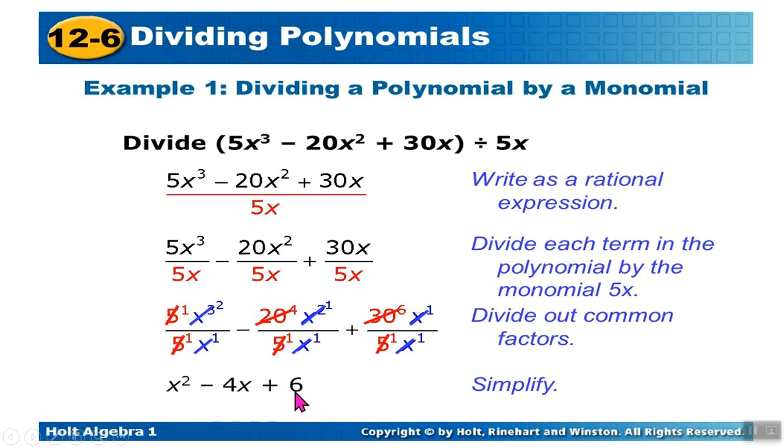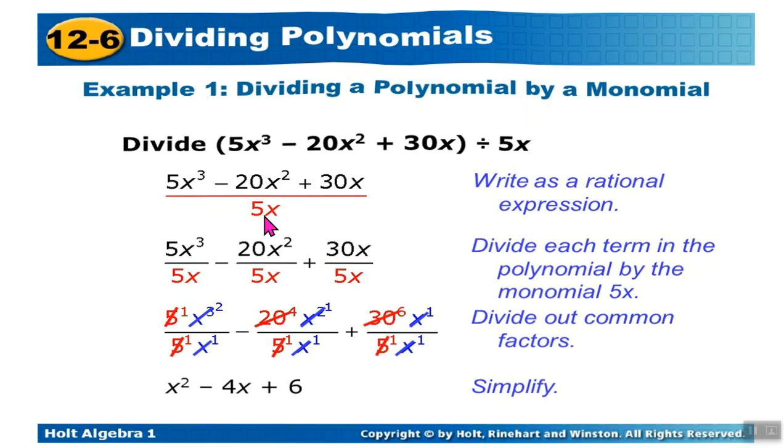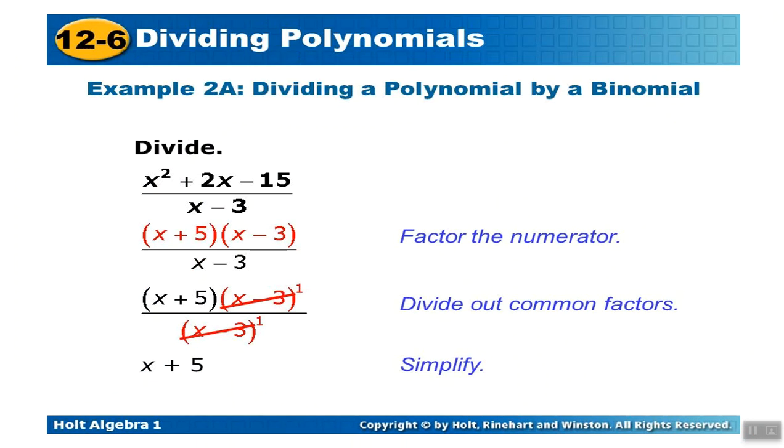This is if we are dividing by a monomial. What if we are dividing by a binomial? Dividing a polynomial by a binomial. Again, we'll follow the same steps. We will factorize the numerator and the denominator if possible.